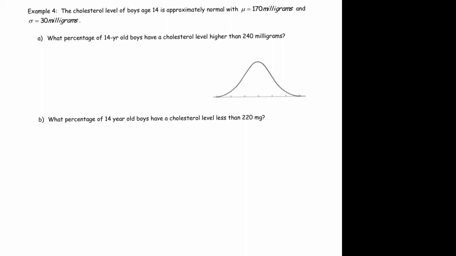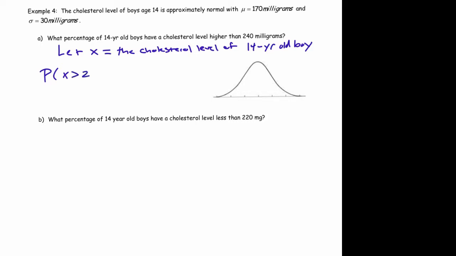So let's do a few more examples involving the normal model, different context. This says the cholesterol level of boys age 14 is approximately normal with a mean of 170 milligrams and a standard deviation of 30 milligrams. What percentage of 14-year-old boys have a cholesterol level higher than 240 milligrams? So let's let X be the cholesterol level of a particular boy. Okay, and we're looking for the percentage of such boys whose cholesterol level is greater than 240 milligrams.